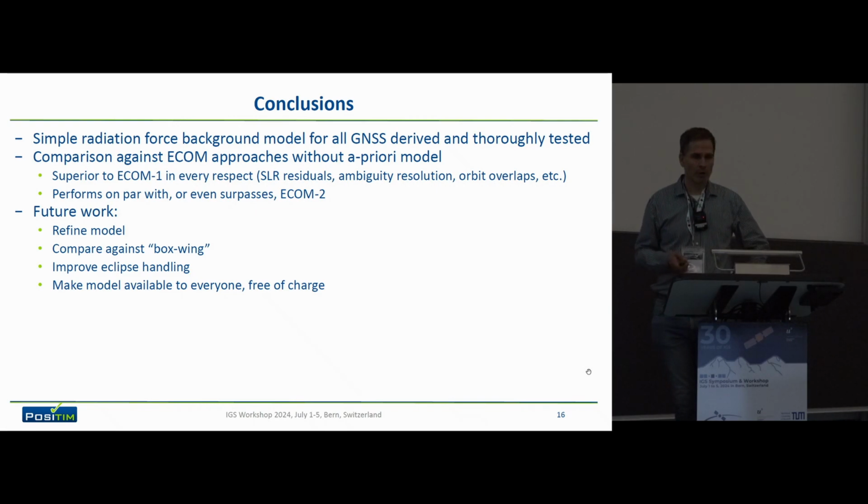There is some future work. We're certainly going to have to refine the model, particularly for these strange Baidu satellites. We're going to compare, of course, the results against public box-wing models, and also have to improve the eclipse handling. In particular for Galileo, this is needed. And then finally, we're going to make these models available to everyone, free of charge.